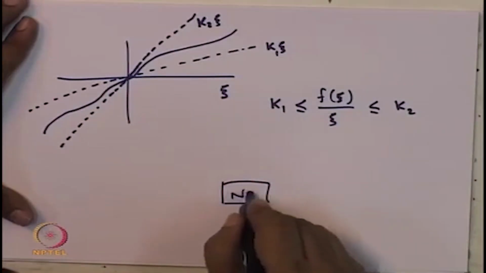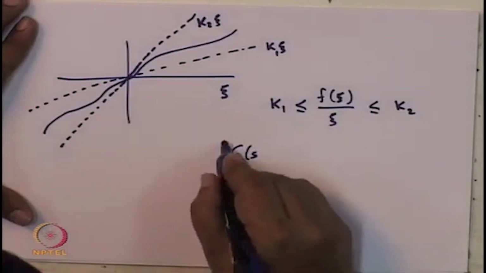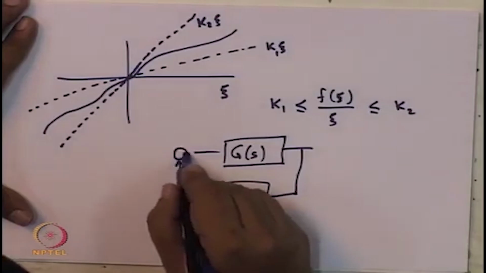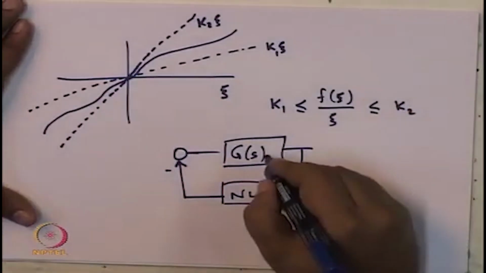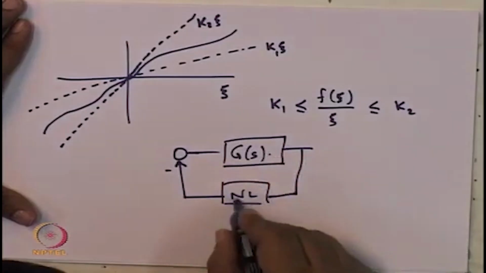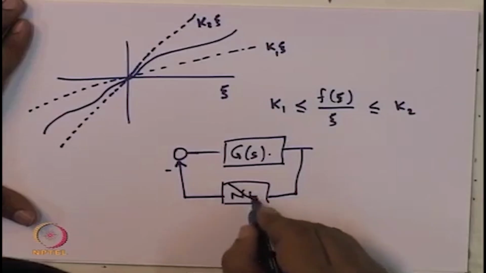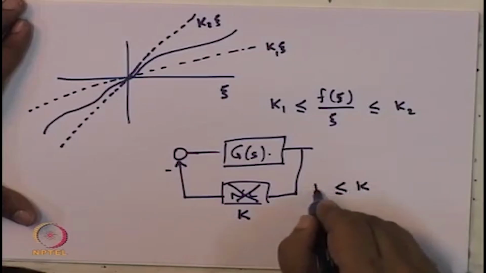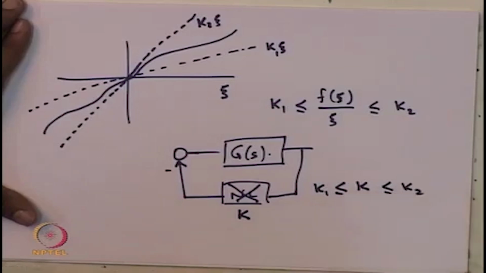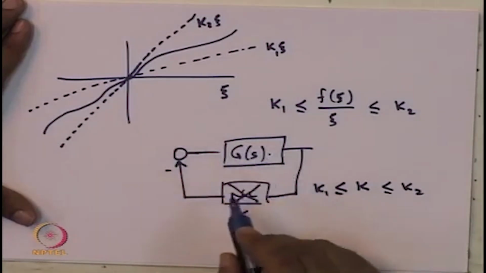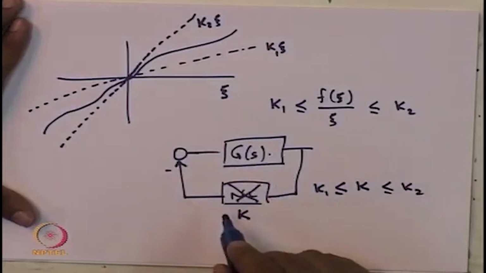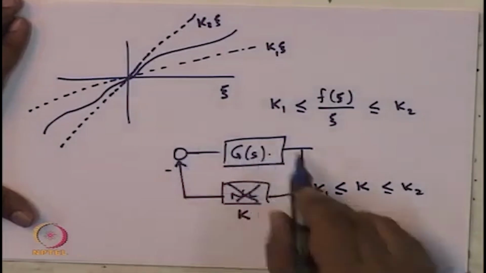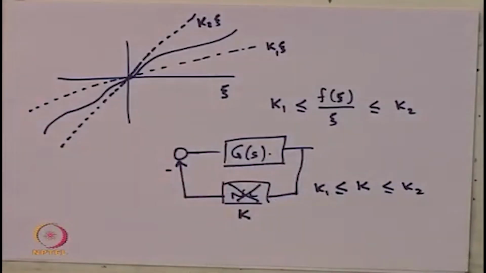Now, suppose we interconnect this nonlinearity with a linear plant G(s) in this feedback structure, and suppose this linear plant was such that if instead of the nonlinearity you used a linear gain k, and this k was between k1 and k2, and the resulting linear system was stable, then Eisenman's conjecture was that if you put the nonlinearity instead of that linear gain, then the resulting system would also be asymptotically stable.